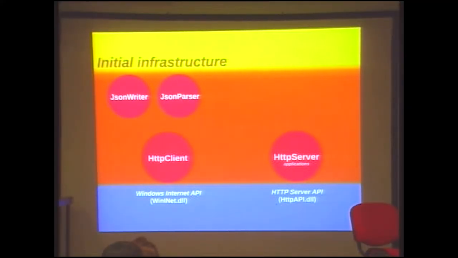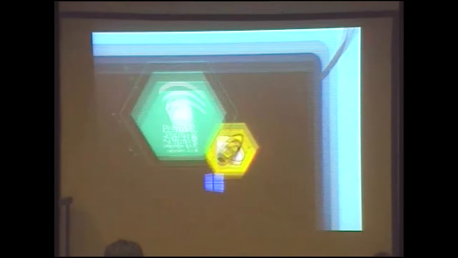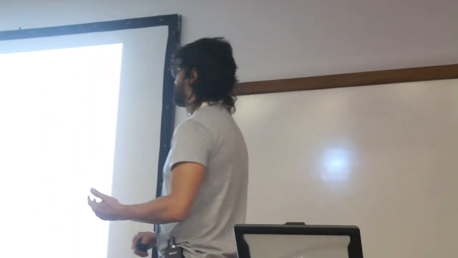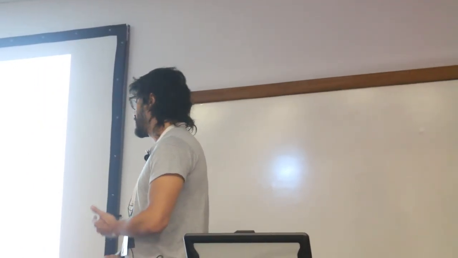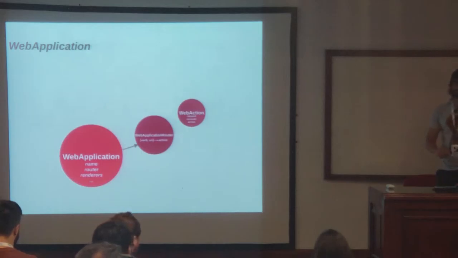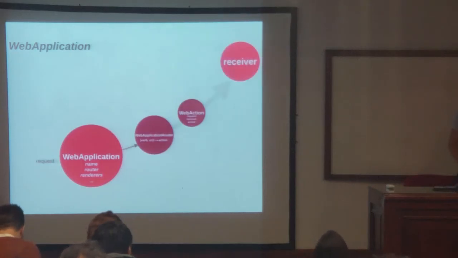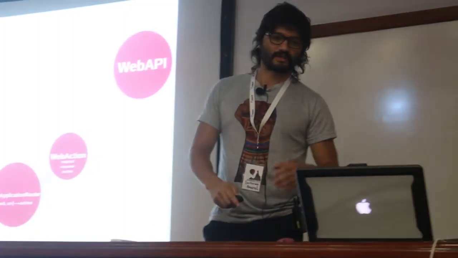Back then we had all these objects in the system, for instance JSON parsing and writing, and URL management as well. Well, the way we went is probably the obvious one. We implemented a web application, which, based on a router, routes the request to high-level objects. There is a web action, which is kind of a context of a requirement, and then the receiver, which we call Web API. Here is where we implement all the business logic.